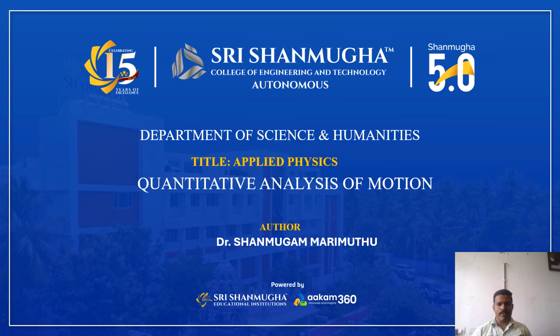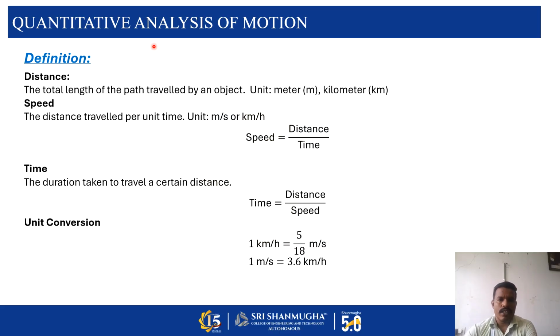The topic is Applied Physics, the quantitative analysis of motion for aptitude. First, the definitions. Distance is the total length of the path traveled by an object. The unit is meter or kilometer. Speed is the distance traveled per unit time. The unit is meter per second or kilometer per hour. Speed is equal to distance by time.